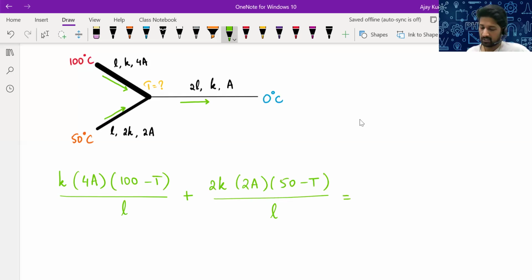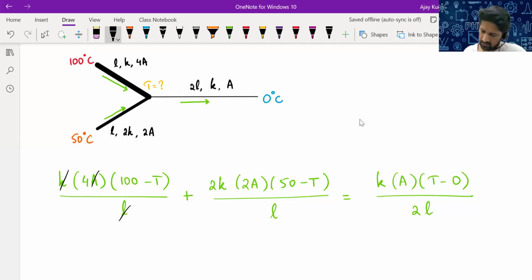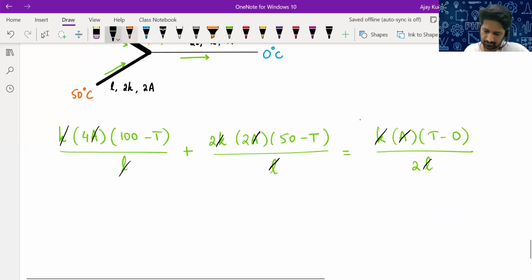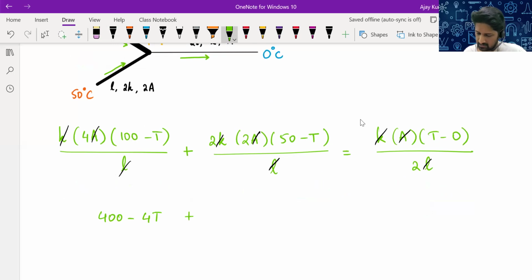We have to write outflow. Outflow is from T to 0. So I should write K, area of cross section is A, temperature difference is T minus 0, divided by the length 2L. Now K, A and L can be cancelled throughout because they are common. You will be left with first part 4 into (100 minus T), that is 400 minus 4T, plus second part of the equation, 2 into 2 is 4 into (50 minus T), that is 200 minus 4T, is equal to T by 2.